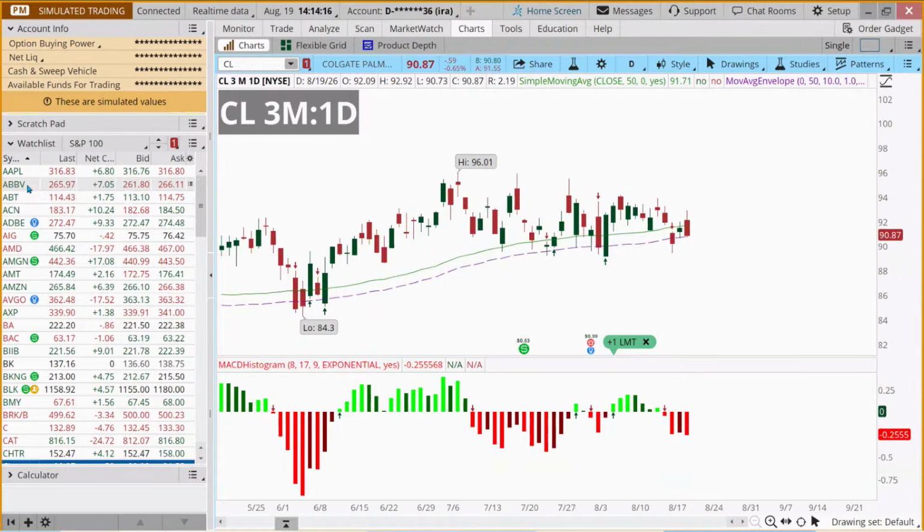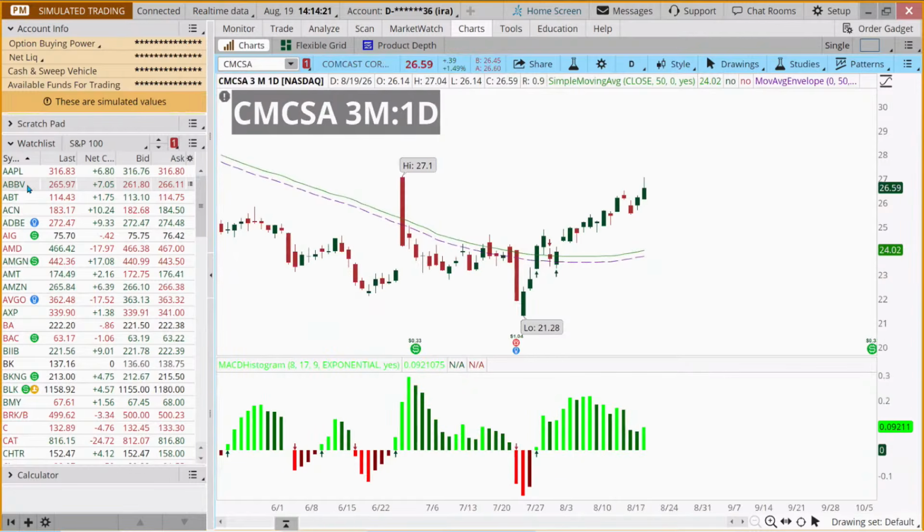Okay, valid buy signal on CL or no? Red MACD, done. Comcast. MACD's green, price is above the moving average. The moving average looks like it started rising maybe 5, 6 days ago. I would say this is a valid buy signal.